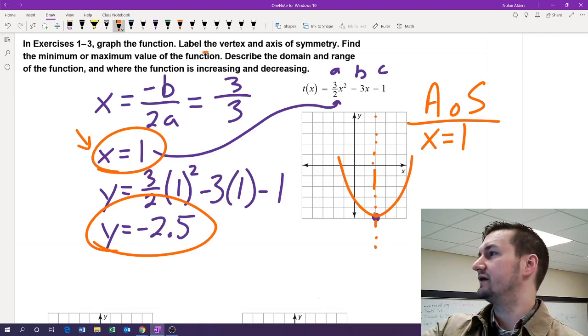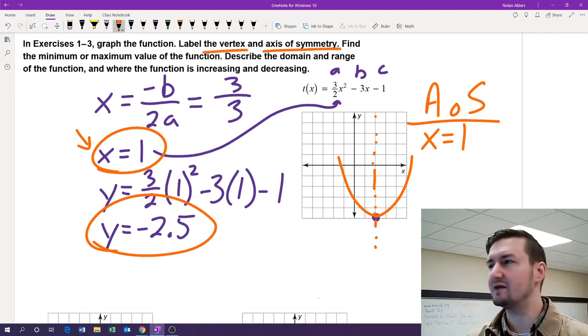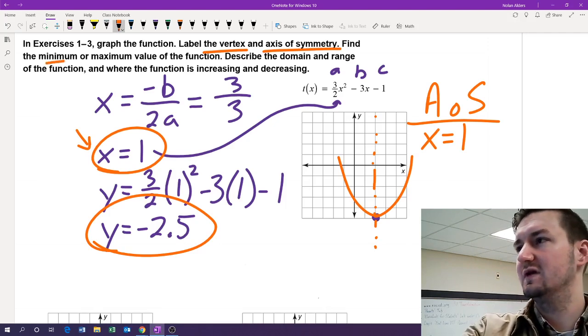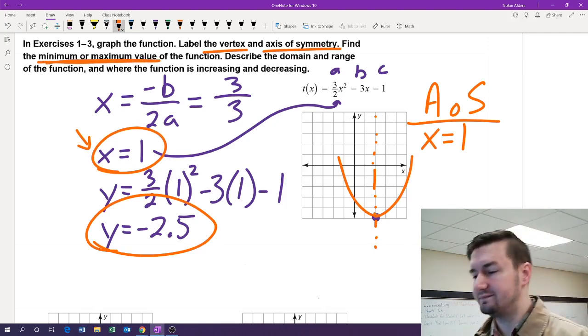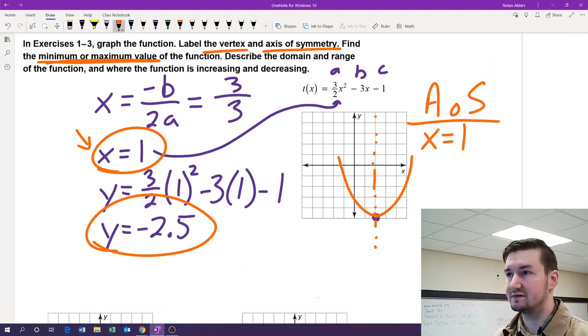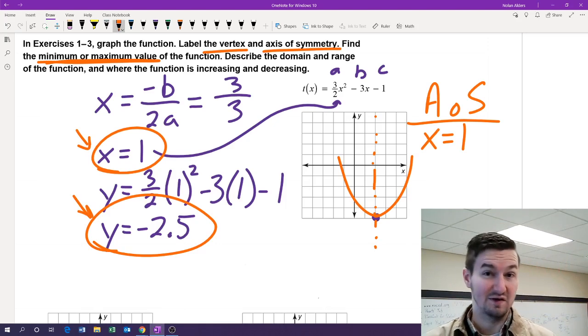Right, so we figured out the vertex, we figured out the axis of symmetry. And just remember, that's why we figure out the vertex first, because then things just start falling into place. It also says find the minimum or the maximum value. The minimum or the maximum value is just going to be equal to your y-coordinate. So you're seeing why we found that vertex.